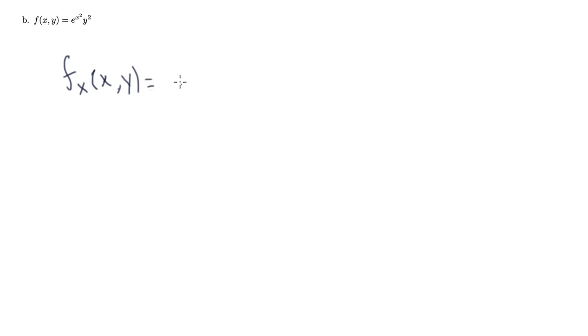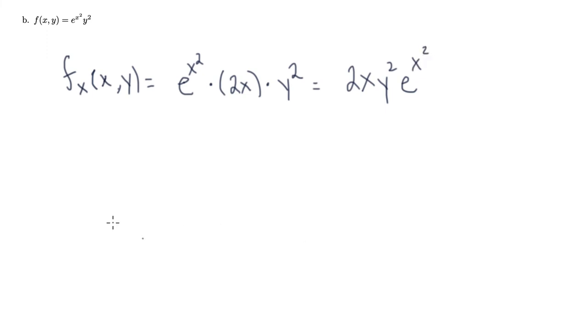So that's going to be e to the x squared times the derivative of x squared, which is 2x, and then times y squared, like that. And notice I'm leaving the constant alone, as if it's just multiplying by a function of x. I'm treating this as a function of x. So I just differentiate the only thing that has to do with x, which is e to the x squared. So I can write this as 2xy squared e to the x squared. I want to kind of clean it up a little bit.